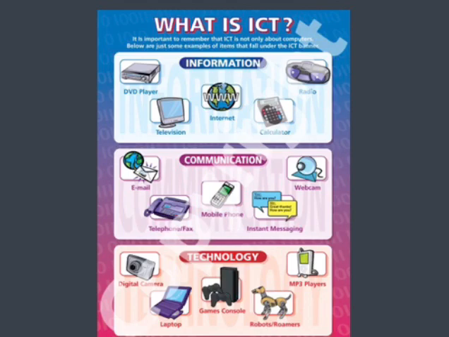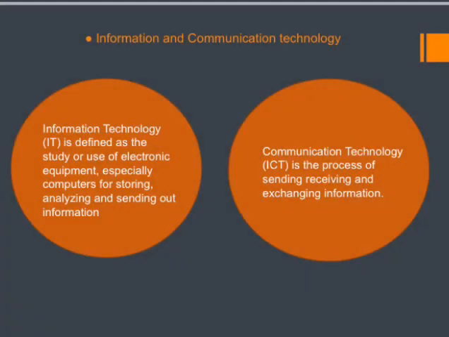So first we have the information. Examples are the DVD player, television, internet, calculator, and radio. And second, we have the communications: email, telephones, mobile phones, instant messaging, and webcam. And lastly, we have the technology: the digital camera, laptop, games, robots, and MP3 players. I know all of you are familiar with these things that can be useful in every single daily life. So let's proceed to information and communication technology.